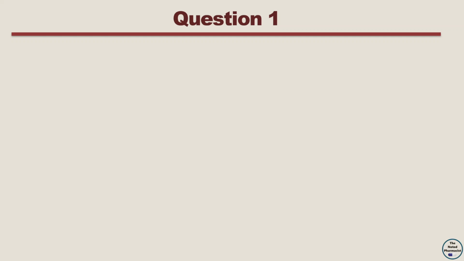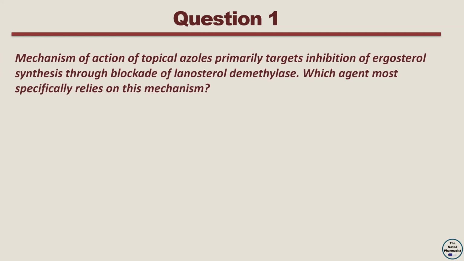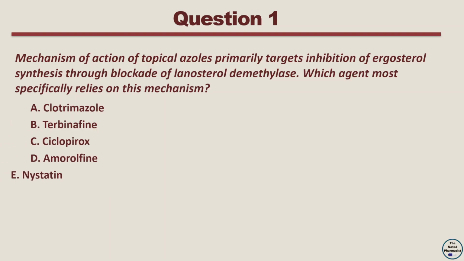Question 1. The mechanism of action of topical azoles primarily targets inhibition of ergosterol synthesis through blockade of lanosterol demethylase. Which agent most specifically relies on this mechanism? Option A, clotrimazole. Option B, terbinafine. Option C, ciclopirox. Option D, amorolfine. Option E, nystatin.